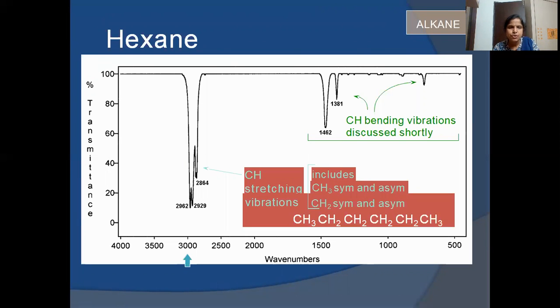Now we are taking an example of an alkane. In an alkane all carbons are sp3. So where we have to observe the peaks, as I said, is just below 3000. Just above 3000 is for alkenes, and if you go further, around 3200, it will be alkynes, that is sp carbon. So just below the 3000 mark it is sp3 carbon. By this we can say that it is an alkane, that is an alkyl group. All the carbons are sp3 carbons, and these are CH bending vibrations.